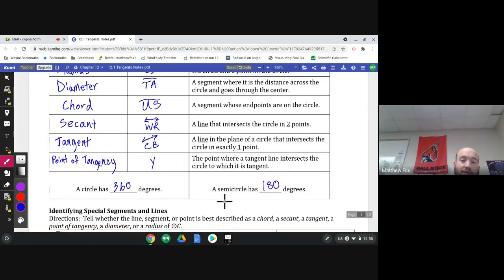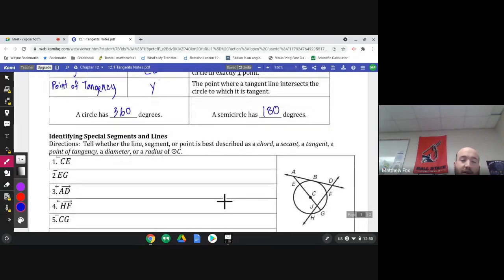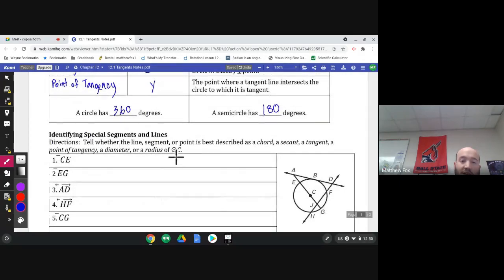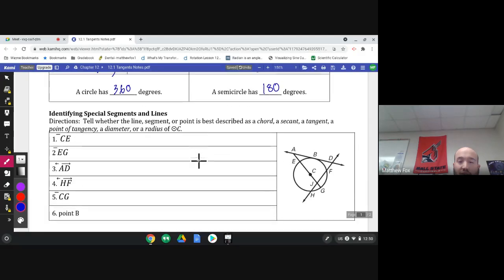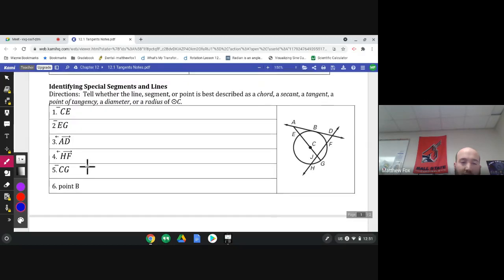All right, so down here at the bottom now, we need to tell whether the line, segment, or point is best described as a chord, a secant, a tangent, a point of tangency, a diameter, or a radius. Okay, so if we look here at circle C, remember the C is in the center. This is circle C. We can decide what are each of these. Now, for whatever reason, it's not perfect. That should be over the top. These first two are segments. That's a line. It kind of got blocked. I'm not quite sure why it's showing up like that, but we'll make do.